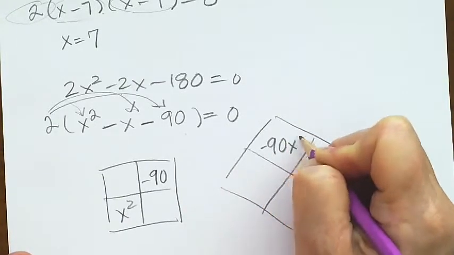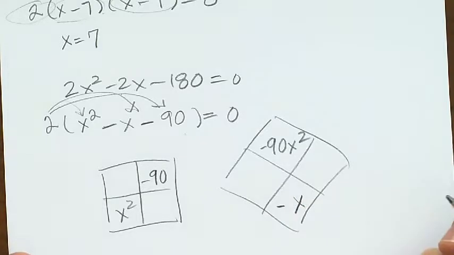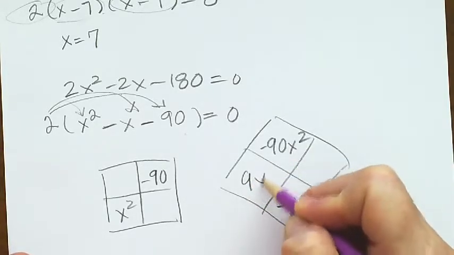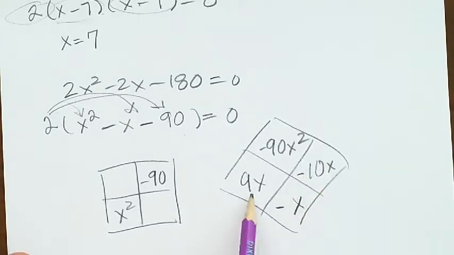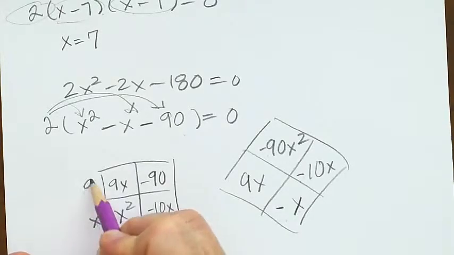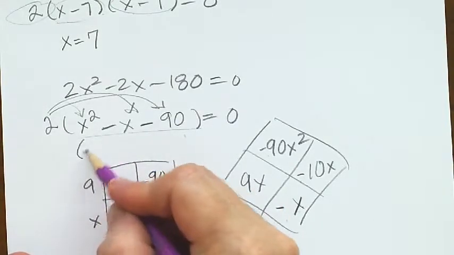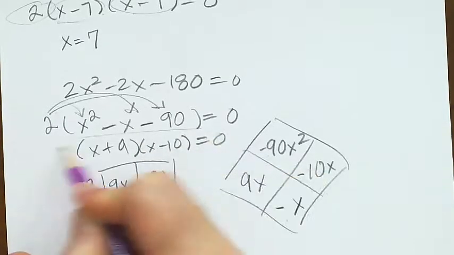So I'm looking for factors of negative 90x squared that add up to negative 1x. So that's going to be 9x and 10x. I want the 1 to be negative, so I want the 10 to be negative. When I multiply, I get negative 90. When I add, I get negative 1. So this is 9x and negative 10x. So then this factors into x plus 9 times x minus 10.